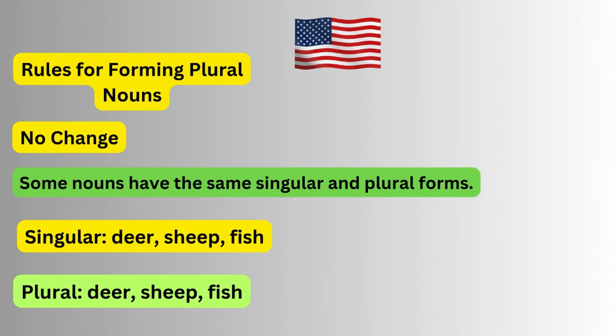Some nouns have the same singular and plural forms. Singular: deer, sheep, fish. Plural: deer, sheep, fish.